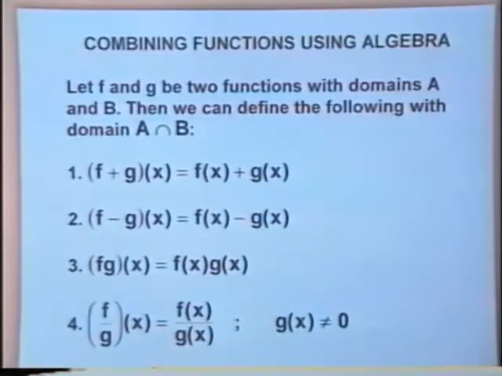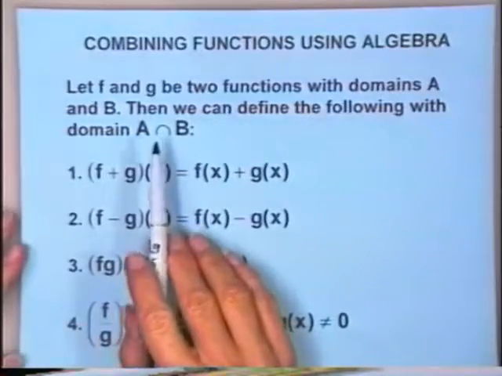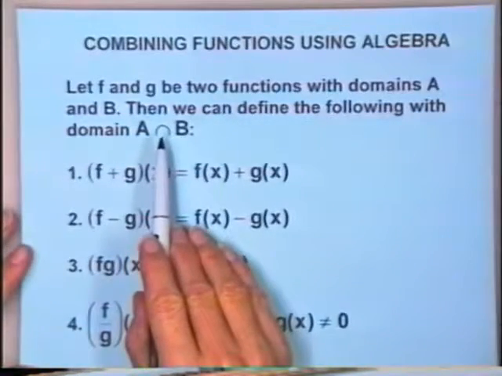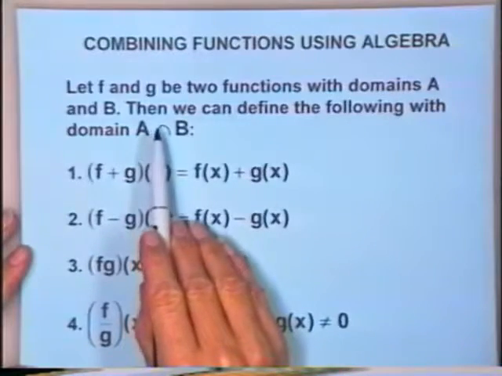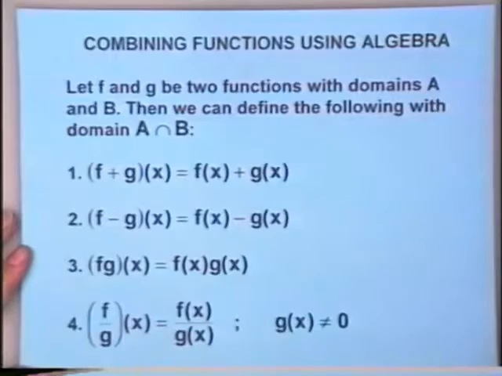Combining functions using algebra. Let f and g be two functions with domains A and B. Then we can define the following with domain A intersect B. Now let me talk about this before we go on. You may or may not be familiar with the set notation that we've used here. This intersection symbol is another way of saying what two sets have in common.